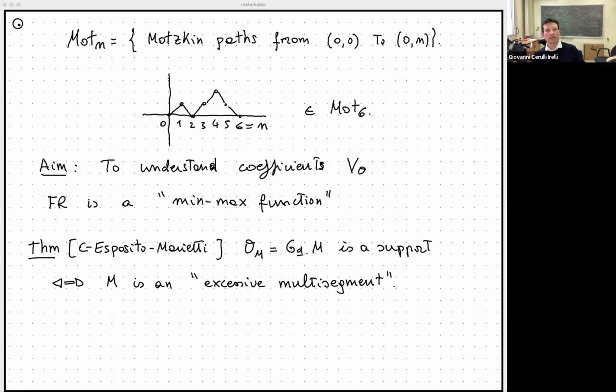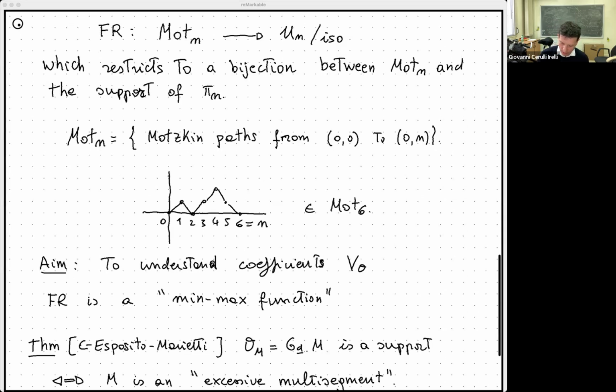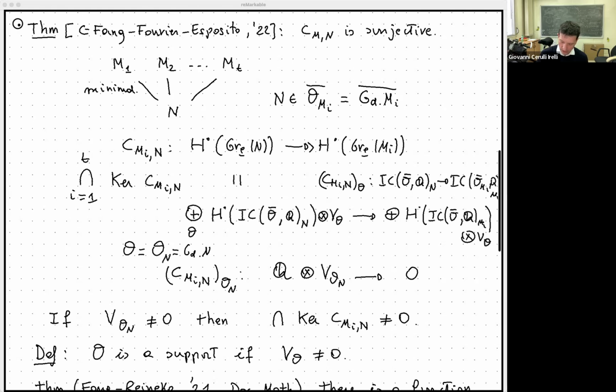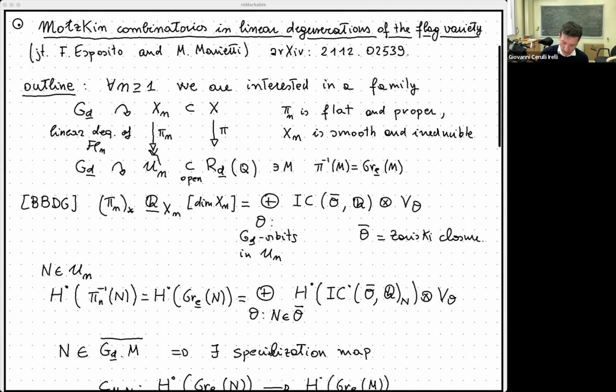So we give this purely combinatorial definition of what an excessive multisegment is. Of course, this is the heart of the talk. So that's the main definition of the talk. It's a combinatorial object. It's very easy to verify if a multisegment is excessive, and this is our characterization of the Fang-Reineke map. Okay. So to do so, we have to algebraize the whole picture, this geometric picture that we have, and put it into combinatorial terms.